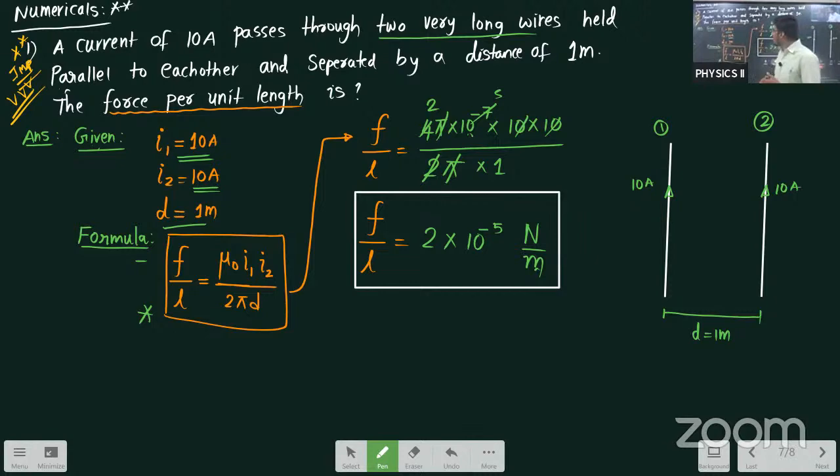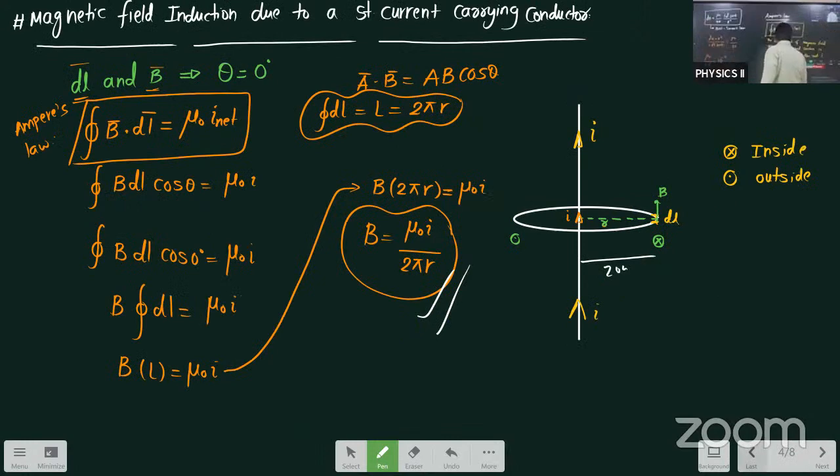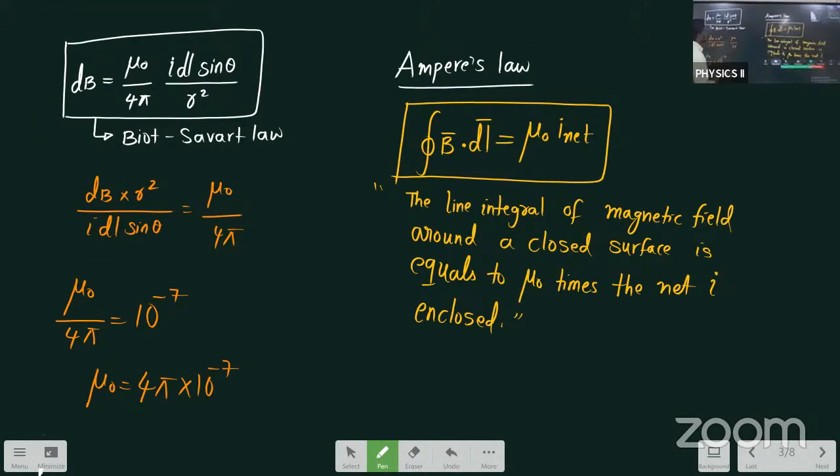I hope you understood today's class. So what are the things that we have discussed in today's class? We started with the formula for the Biot-Savart law. Based on the Biot-Savart law, we discussed one application: whenever a current is flowing in a circular loop, the magnetic field at the center is given as B equals mu naught I divided by 2R.